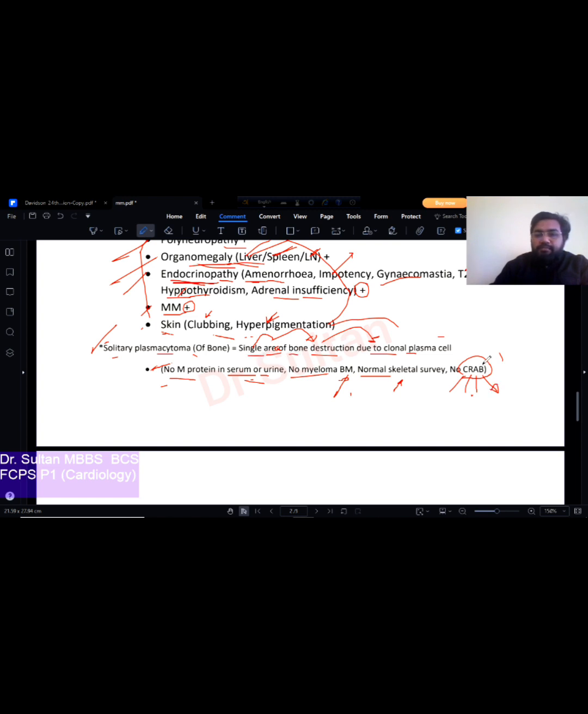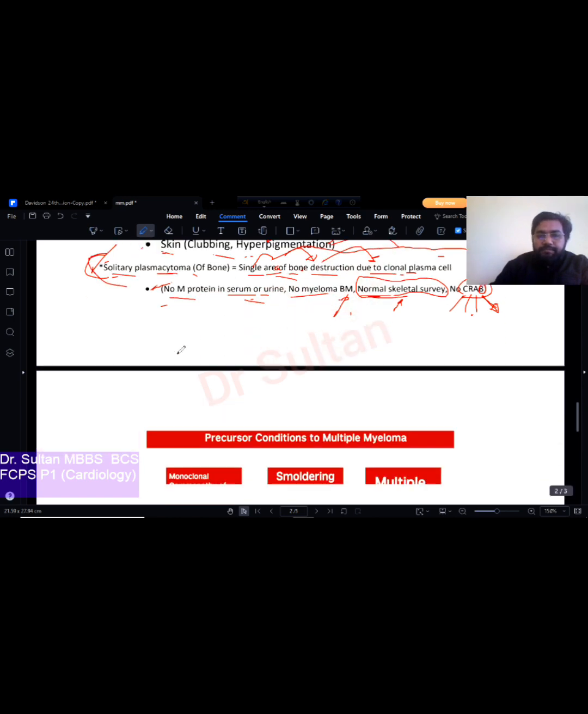except only a single area of bone destruction is present. So on the B segment, like bone lesion, it has only a single area of bone destruction due to clonal plasma cell. But if you do the skeletal survey, it will be normal. Okay, only a single area of bone destruction. This will be solitary plasmacytoma. Okay.